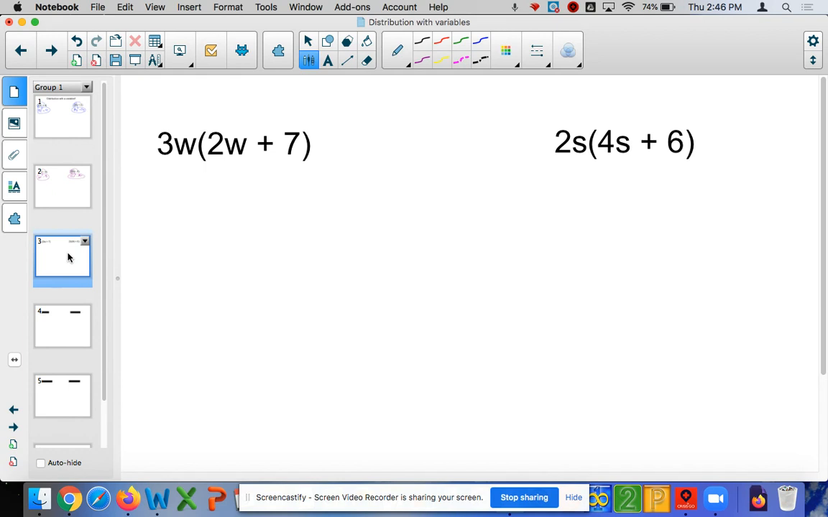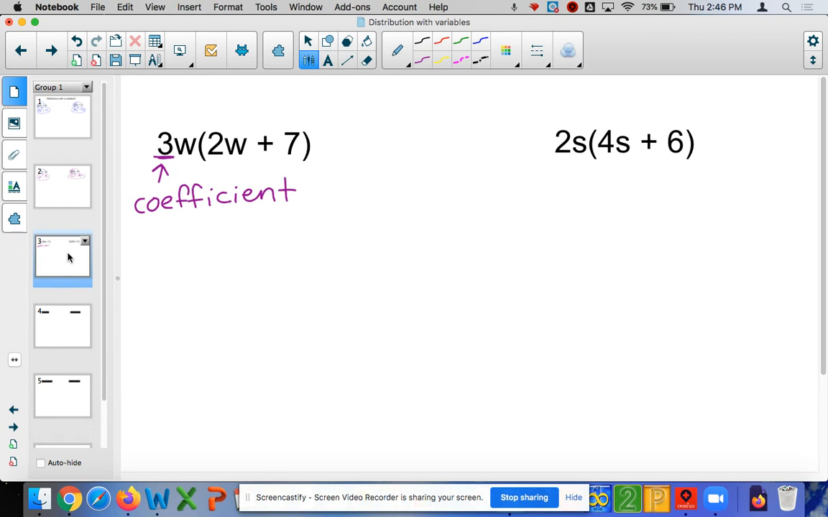So, over the last 2 days, we've been doing distribution. Here, it looks a little bit different than what we did yesterday. We have not only a variable out front, but a number with that variable. We call this 3, the number in front of the variable, a coefficient. So whenever I say the word coefficient, that's what I'm talking about, the number in front of the variable.